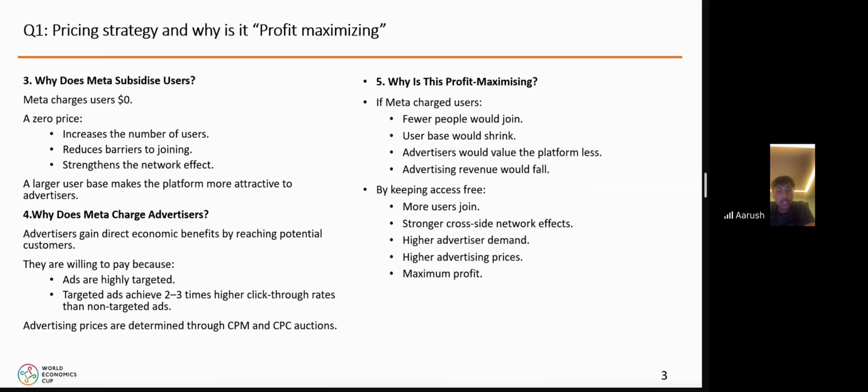If Meta charged users, fewer people would join the platform, reducing its value to advertisers and lowering advertising revenue. Therefore, subsidizing users while charging advertisers maximizes profit by strengthening positive cross-side network effects.